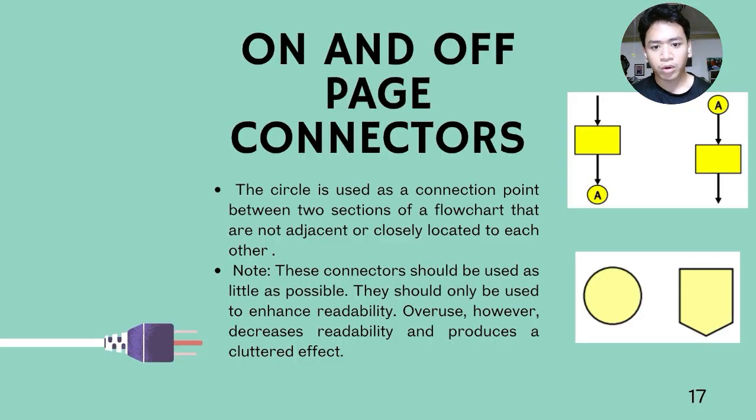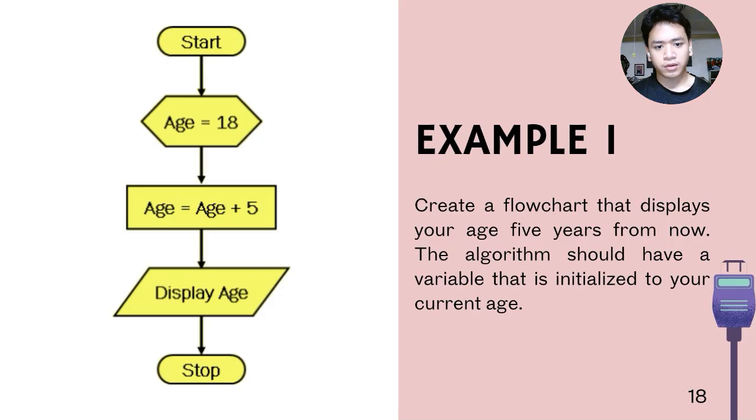Connectors are also important in flowcharts. An on-page connector, shown as a small circle, connects two points on the same page, while an off-page connector, shaped like a pentagon, connects flowchart parts that are on different pages. These keep our flowchart organized and readable.